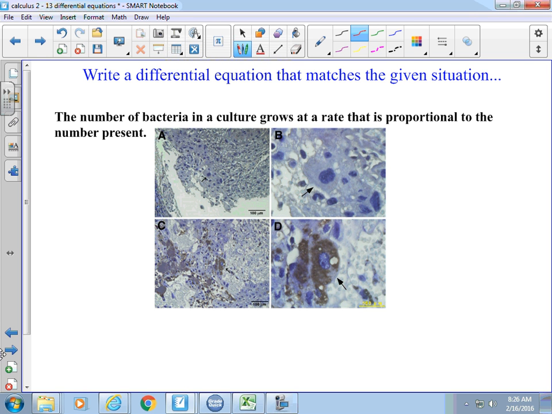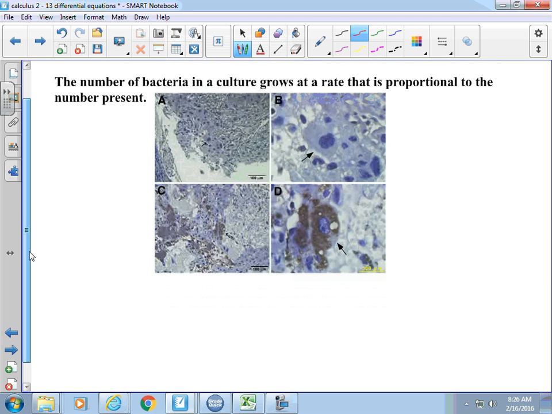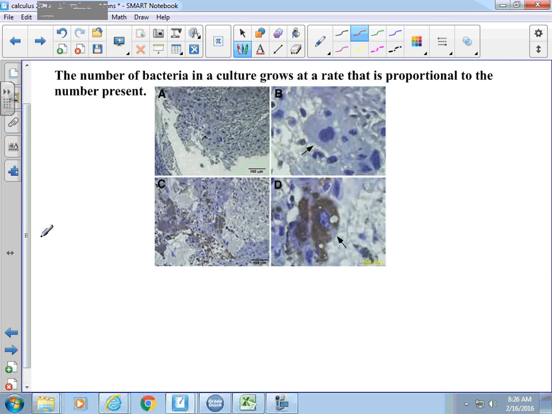So this one says, write a differential equation that matches the given situation. The number of bacteria in a culture grows at a rate that is proportional to the number present. So let's give some variables. What is a variable that I've got here? You can make one up. B. Okay, number of bacteria, B. Everyone agree that's a perfectly good variable? So the number of bacteria grows at a rate.